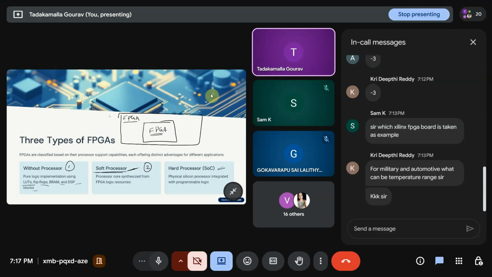Is it clear for everyone? Without processor and soft processor categories, are these two clear?